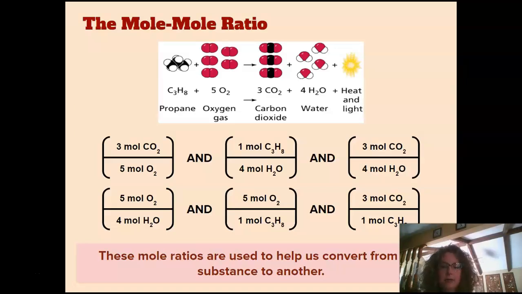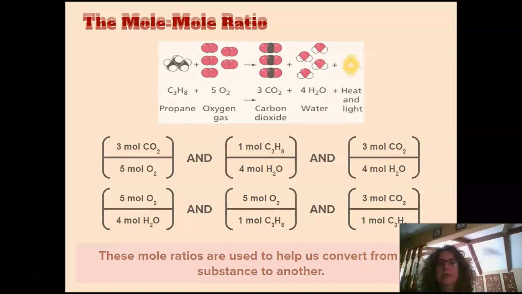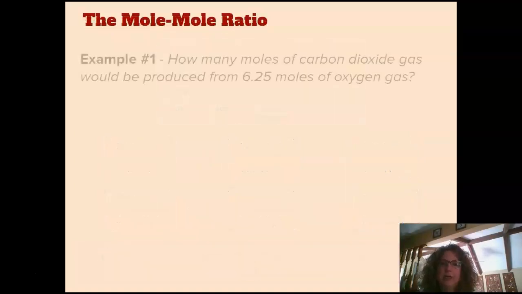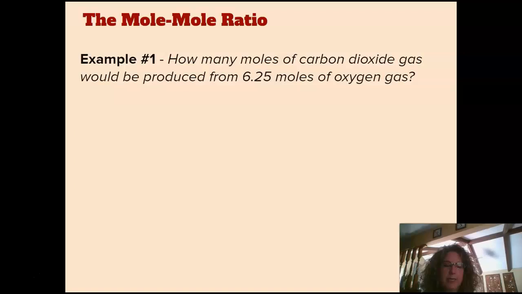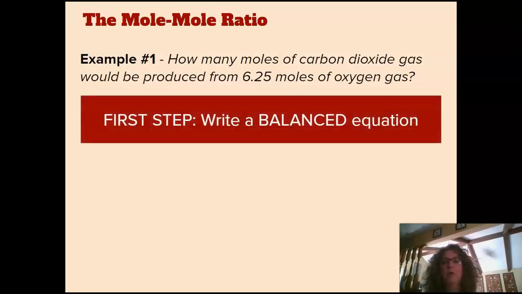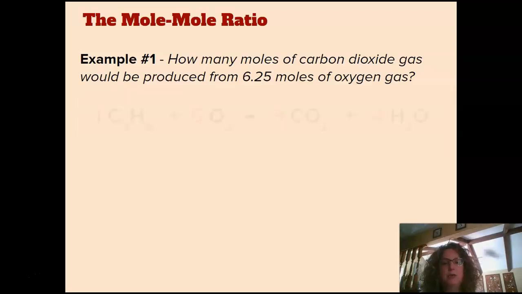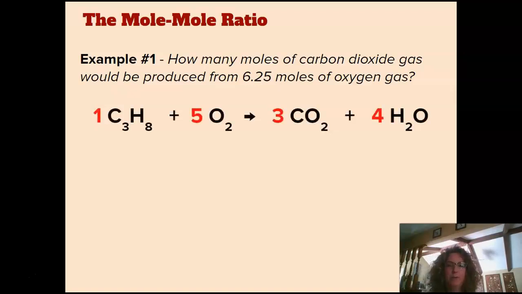All right, so let's see how this looks in practice. Let's do an example. Now I'm still working on the timings of some of these slides, so you're going to have to go back in. Here's an example: how many moles of carbon dioxide gas would be produced from 6.25 moles of oxygen gas? The first step is we have to have a balanced equation, and we're going to use the same equation we were just looking at, the combustion of propane.